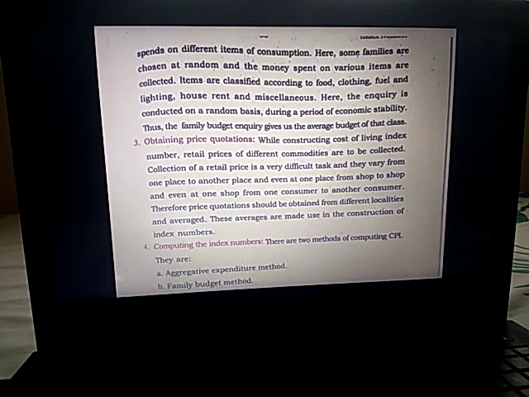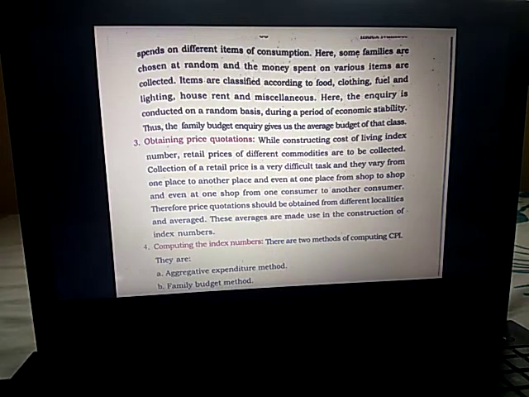The third step is obtaining price quotations. While constructing cost of living index numbers, retail prices of different commodities are to be collected. Collection of retail prices is a very difficult task, and they vary from one place to another, even at one place from one shop to another, and even at one shop from one consumer to another. Therefore, price quotations should be obtained from different localities and averaged. These averages are used in the construction of index numbers.